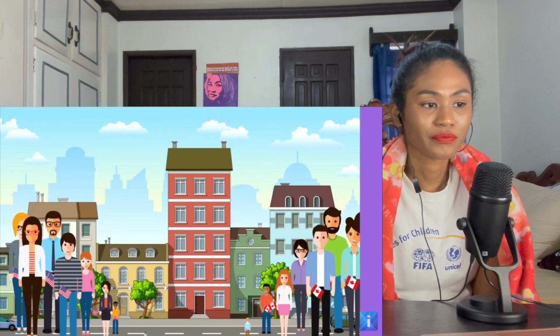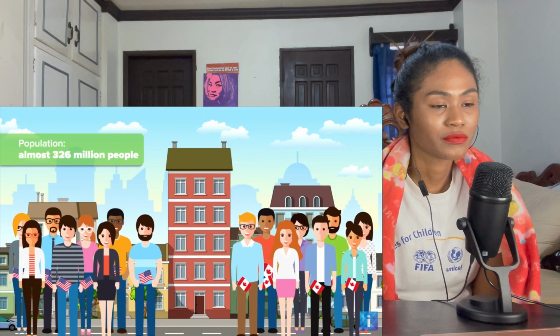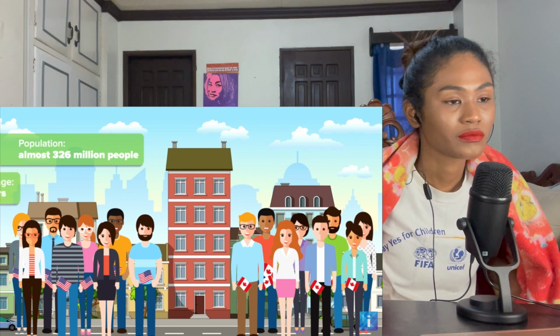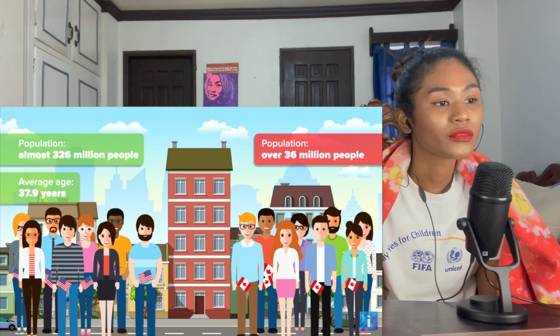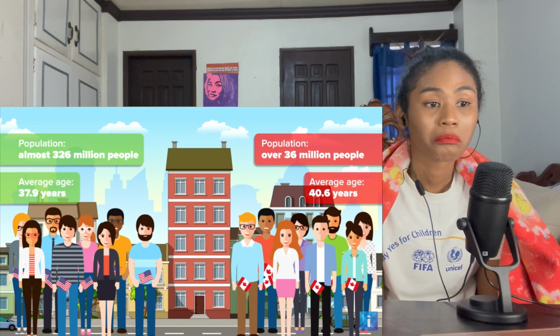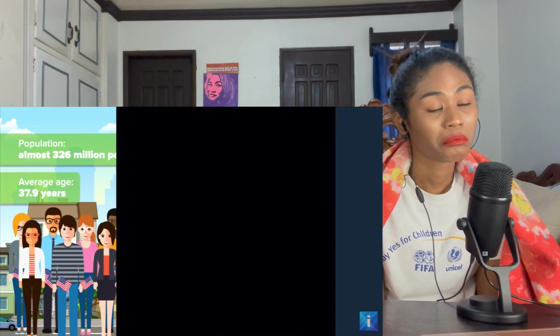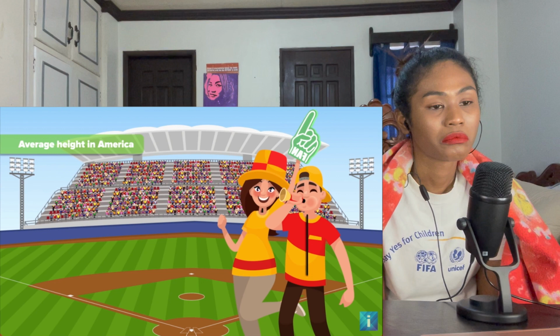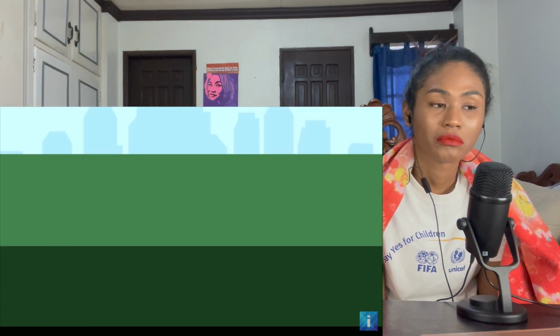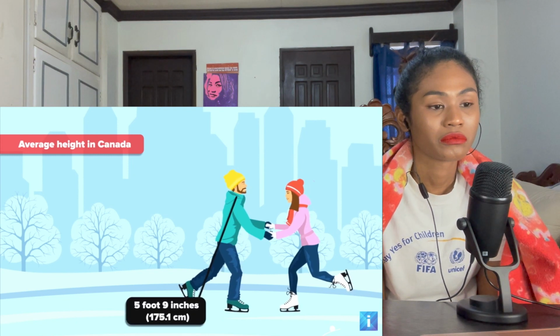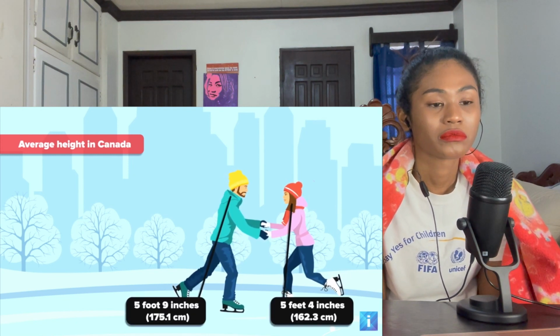The population of America is just under 326 million people, with the average age being 37.9 years old. And for Canada's population, the total is a little over 36 million, with an average age of 40.6. The average height for an American male is 5 foot 9 inches, and for a female is 5 foot 3.5 inches. For Canadian males, the average height is also 5 foot 9 inches and 5 foot 4 inches for women.